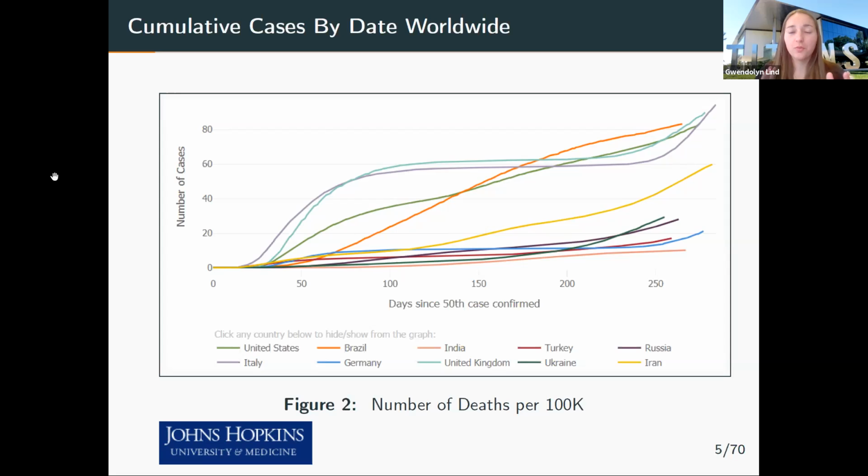So the world has gone through many different pandemics throughout history, such as the Black Death from the 1300s to the Spanish flu during the First World War.